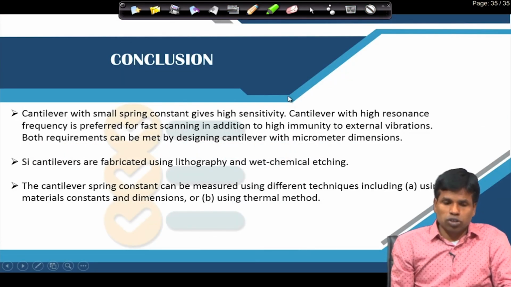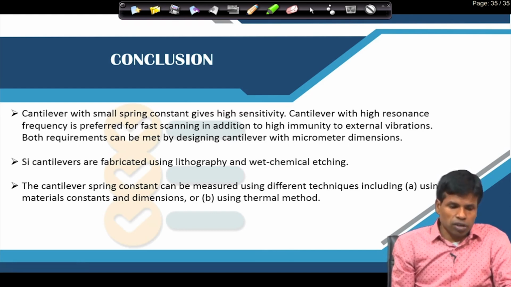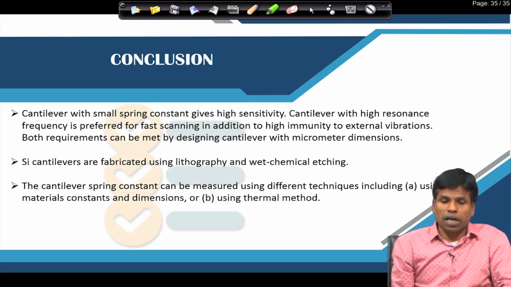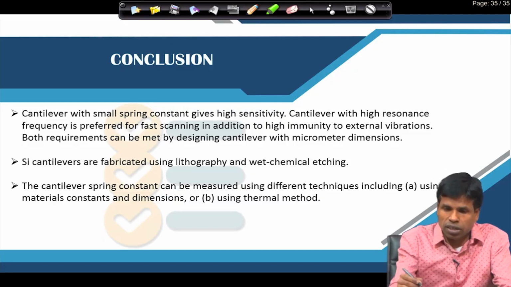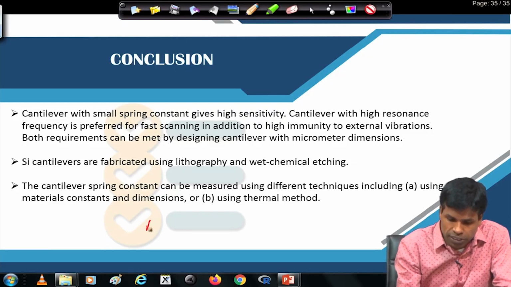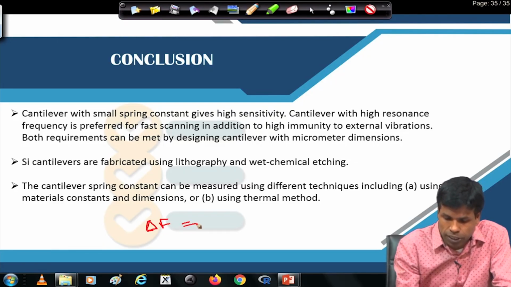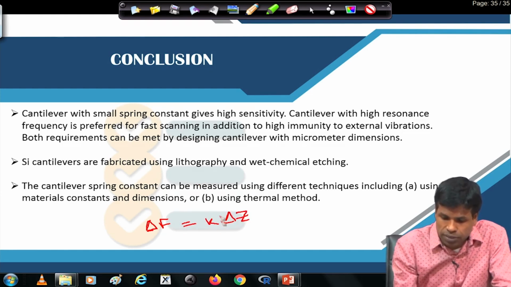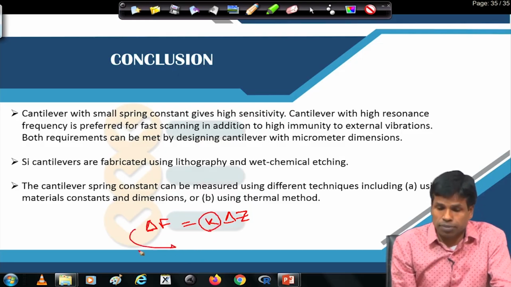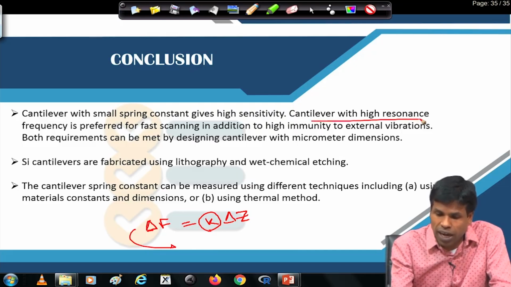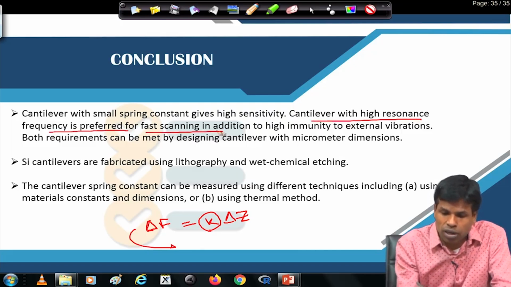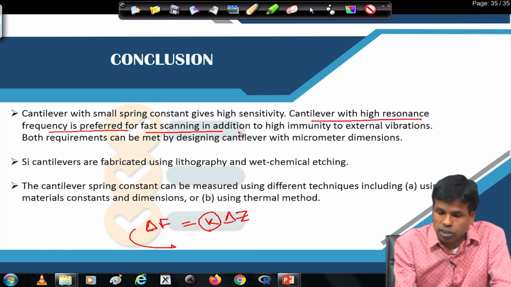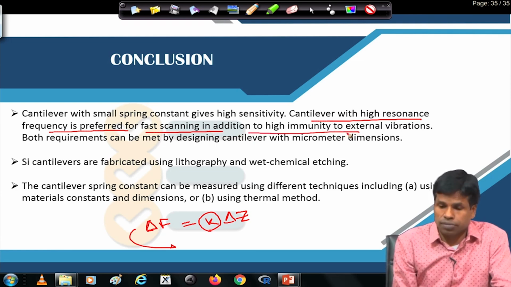In conclusion, a cantilever with a small spring constant gives high sensitivity, because of the formula C delta F is equal to K delta Z. So a cantilever with a smaller K value can give us high delta F sensitivity, and a cantilever with high resonance frequency is preferred for fast scanning, in addition to high immunity to external vibration.